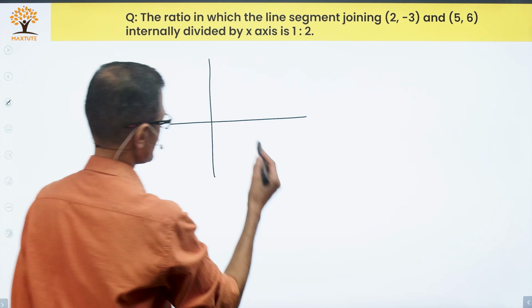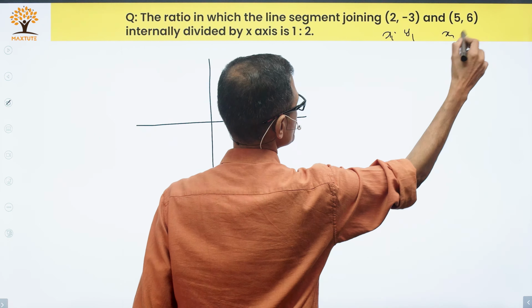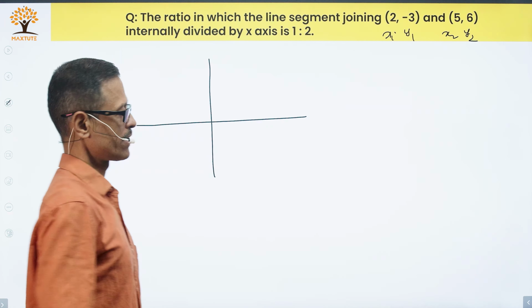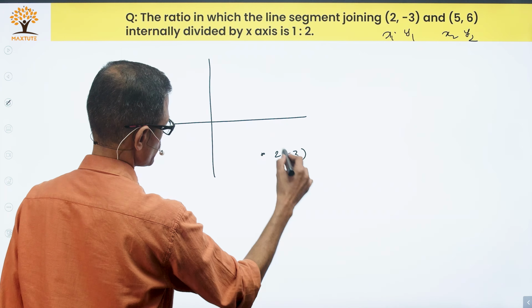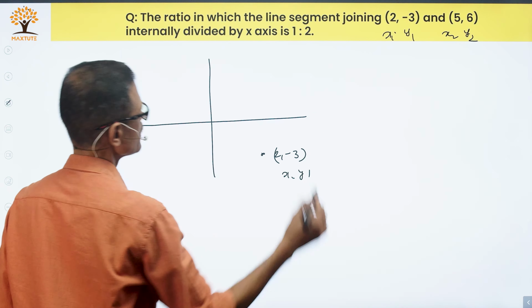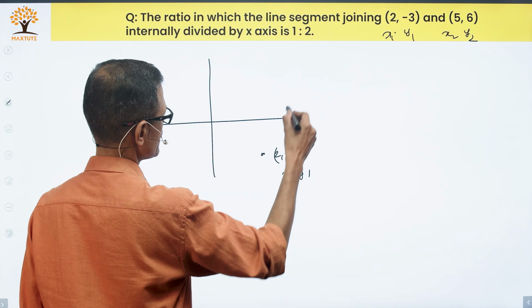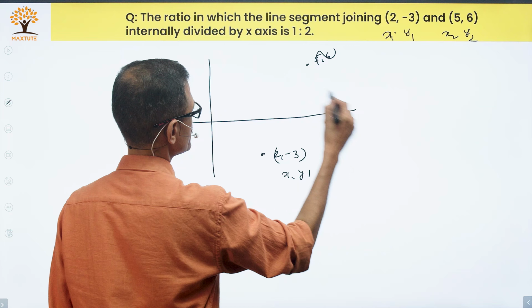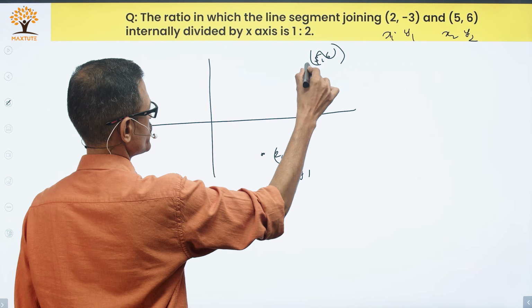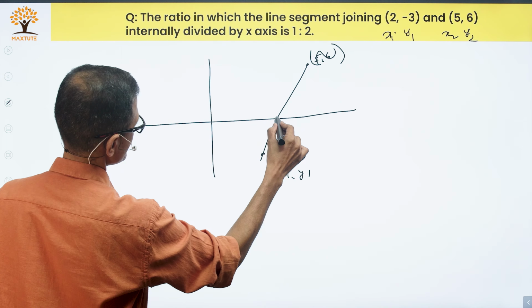2, -3, that's the first one. This is our x1, y1. This is our x2, y2. The ratio goes in that order. So 2, -3, somewhere here. This is our x1, y1. And what is the second one? Which is 5, 6. So 5 is here, 6 is here. So this is 5, 6, let's say. Join these 2 points, and the line is divided by the x-axis.